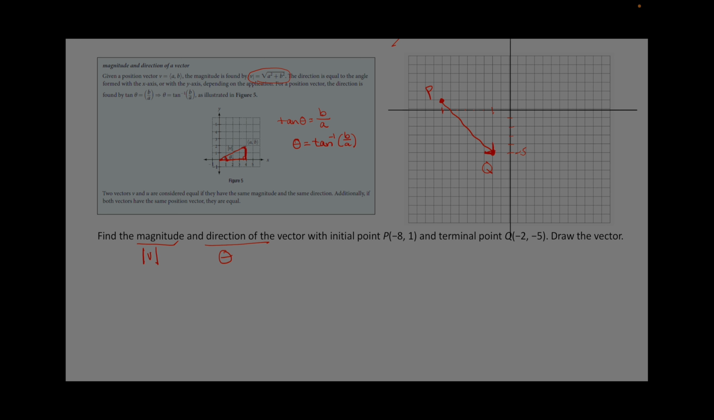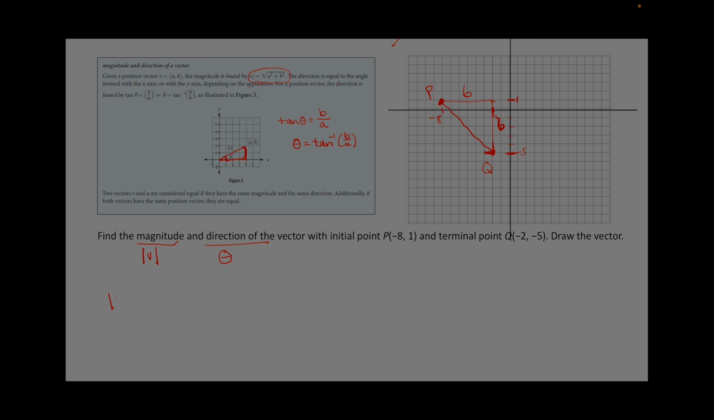I am going to use Pythagorean theorem to find the magnitude. Basically, I'm going to generate a right triangle out of this. So if here I'm at -2, and here I'm at -8, that means that this is 6 units long. And if here I'm up at a height of 1, and here I'm at a height of -5, then this is also a length of 6.